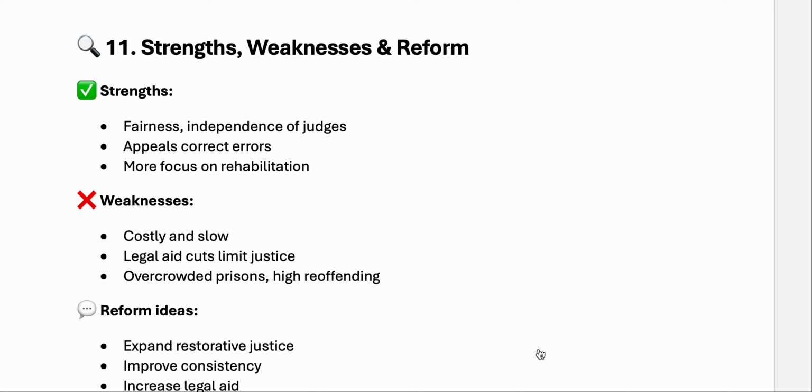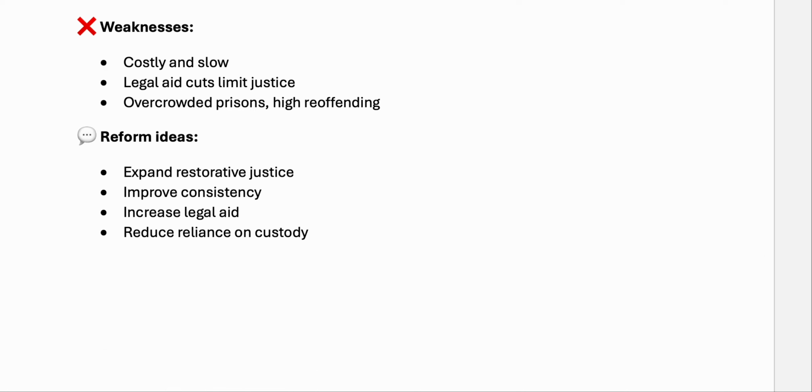Some reform ideas next. People want more restorative justice and fairer and more consistent sentencing, better funding for legal aid, and to use prison less, especially for minor crimes. The idea is to focus more on helping folks change and not necessarily on just locking them up.